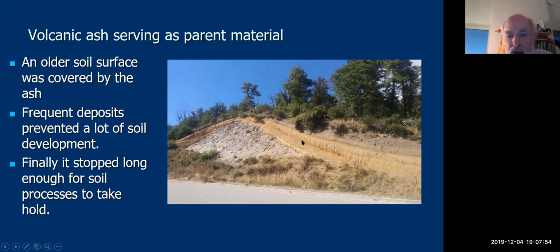But there were a lot of deposits of ash. So there was a lot of eruptions. And so you don't see any evidence of soil development in the middle of this broad band of yellow. But then it stopped. So some years and years of eruptions, and then the ash deposit stopped long enough and soil development processes could start to make some changes.